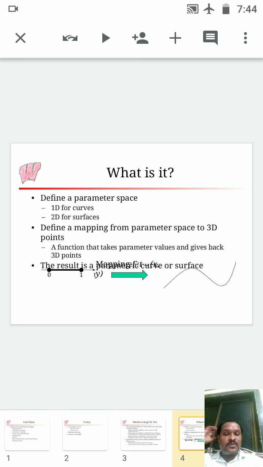So let us see what is meant by a parametric curve. The definition of a parametric curve is one dimensional for curves and two dimensional for surfaces. Next, it defines a mapping from parametric space to 3D points. Here I have shown 1D, 2D and 3D surfaces. In this PPT it is not showing clearly, but from 0 to 1 the first is a point, the second a simple line, and the third a simple Bezier curve.